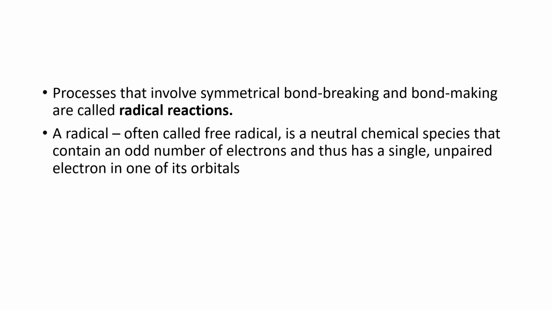Okay, so processes that involve symmetrical bond breaking and bond making are called your radical reactions. A radical, often called a free radical, is a neutral chemical species that contains an odd number of electrons and thus has a single unpaired electron in one of its orbitals. So it is neutral in nature and it contains an odd number of electrons, meaning it could be 1, 3, 5, or 7, and has a single unpaired electron on one of its orbitals. So let's have an example.